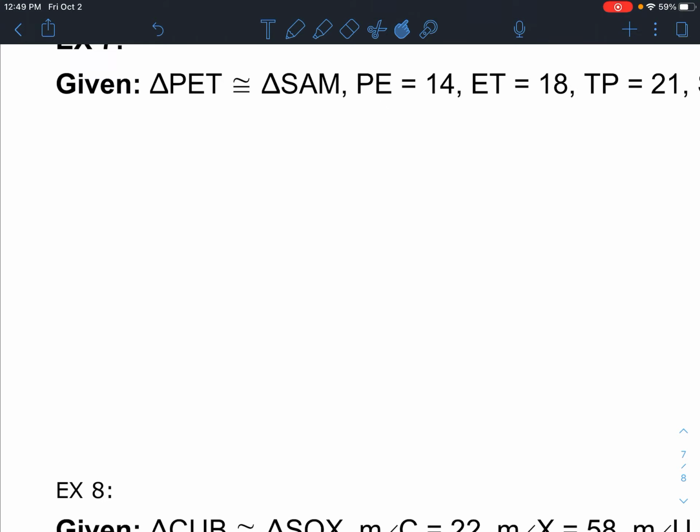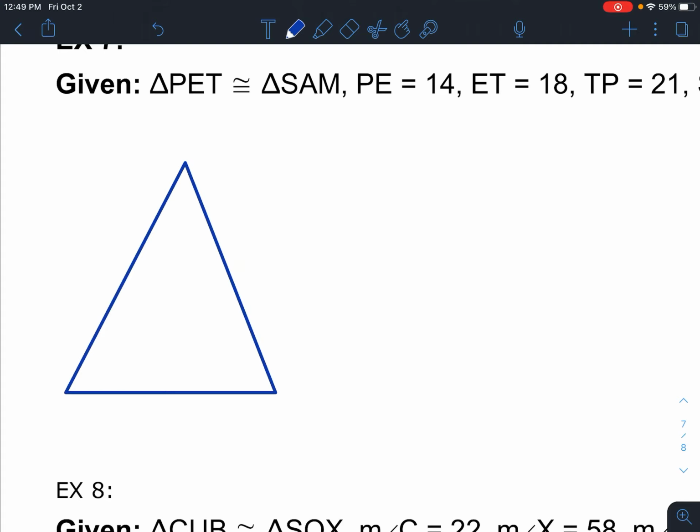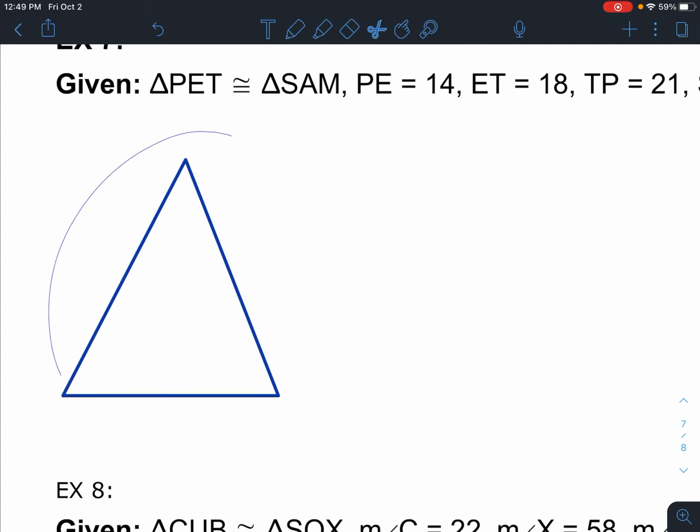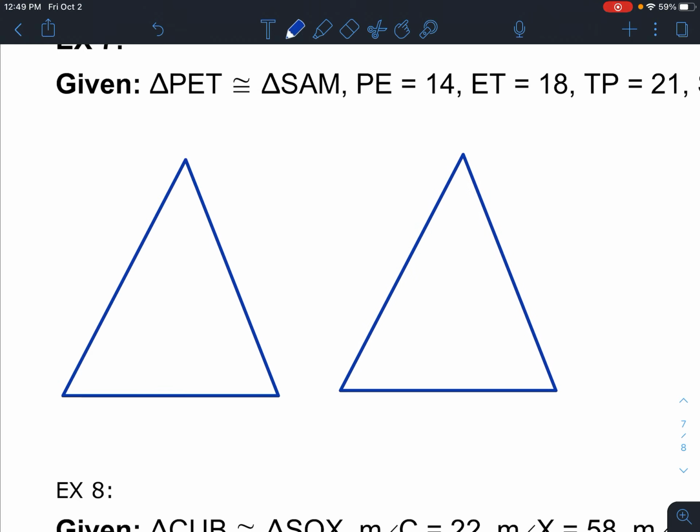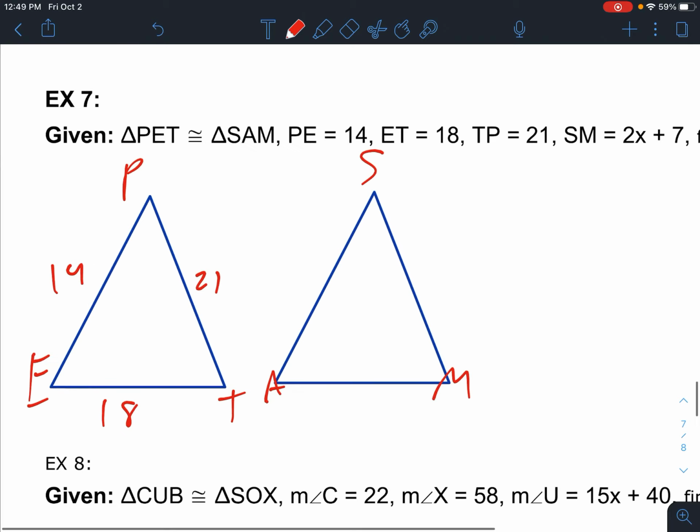Example 7 says triangle PET and triangle SAM are congruent. So let's stop there and let's draw two triangles that are exactly the same. We're going to name the first one triangle PET and the second one triangle SAM. Make sure you put the letters in the same order. So P should be where S is, E where A is, and T where M is. PE is 14, ET is 18, and TP is 21.